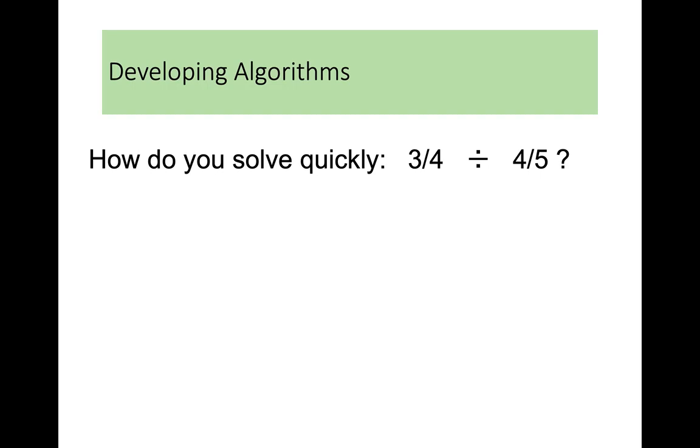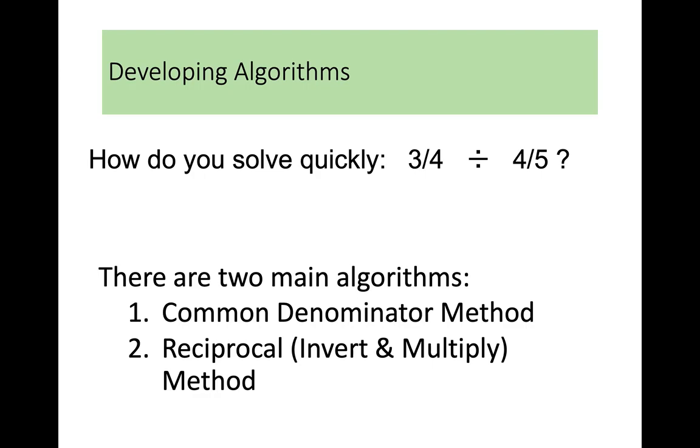Okay. Well, again, there's two main algorithms. There's more than that, but there's two main ones that we see in schools and curriculums. One is called the common denominator method, and the other, which is more one I bet you probably did, as far as what was taught when you were in school, was the reciprocal or invert and multiply method. So let's unpack these two algorithms quickly here.